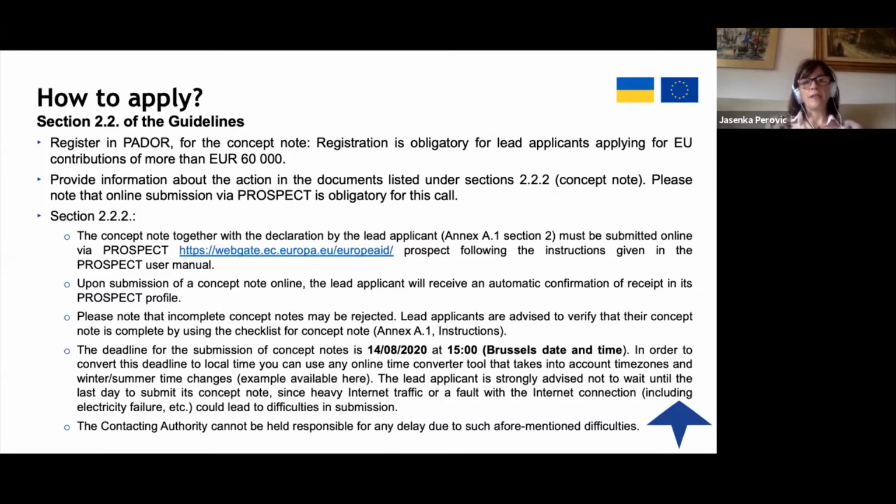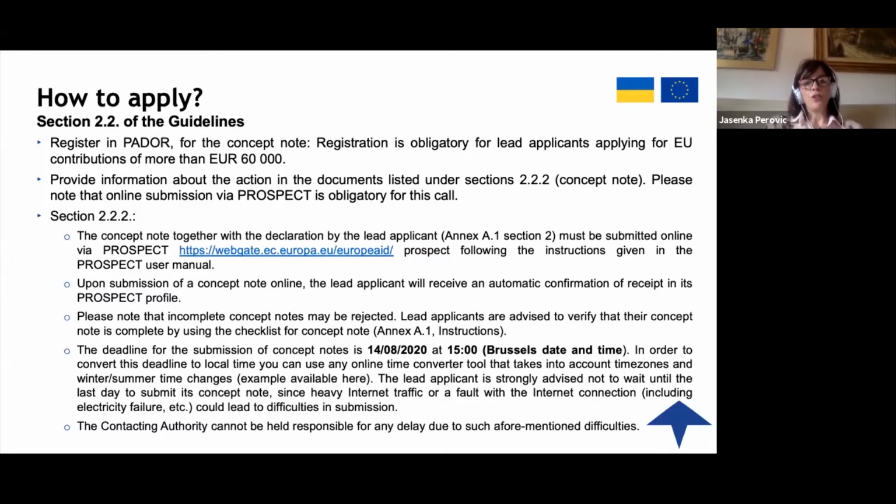Also, in Section 2.2, you have the information that the concept note has to be submitted through Prospect, which is the online platform. It gives you the link for Prospect, and also Annex 1 together with the declaration has to be submitted here.